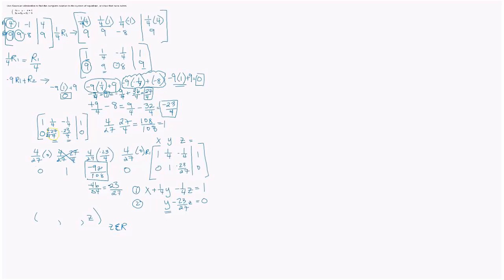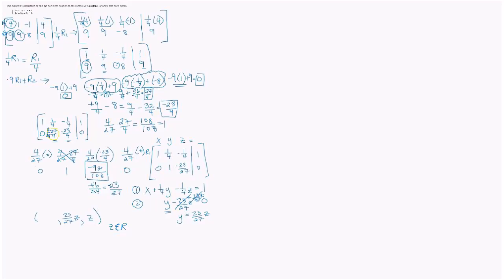So what I'm going to do here is bring the z value over to the other side and just solve for y. So that's what I'm doing, I'm solving for y. That means I'm going to add 23 over 27z to both sides. That's going to get rid of it from this side, and that adds it to the other side. So I get 23 over 27z. That's what my y value is. So this is going to be 23 over 27z.